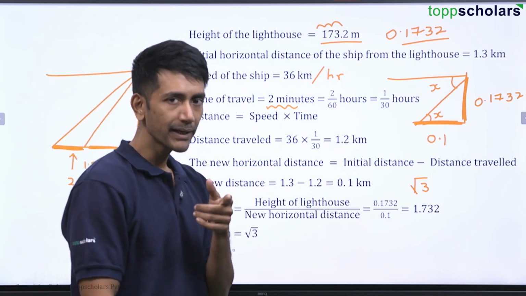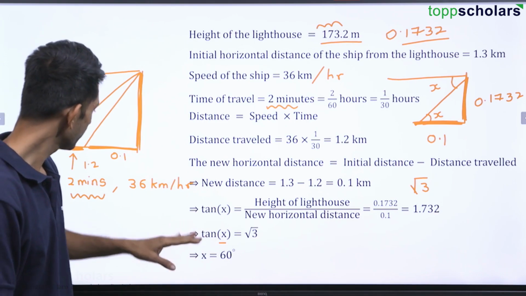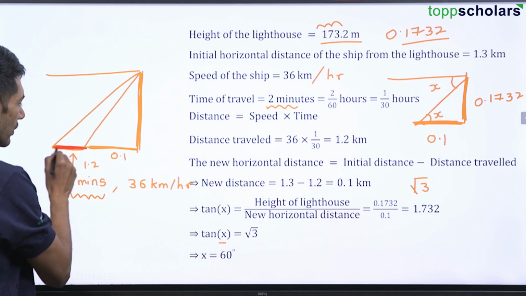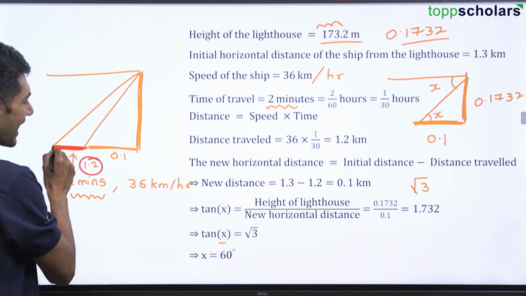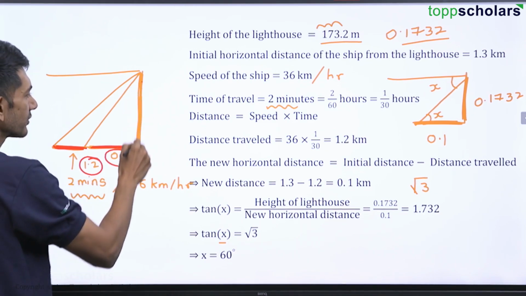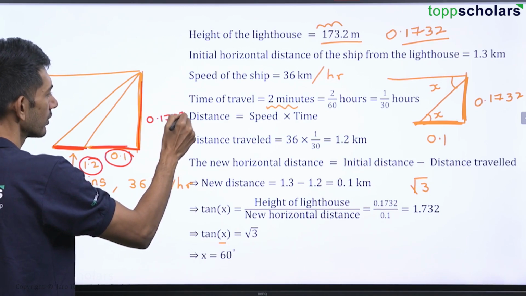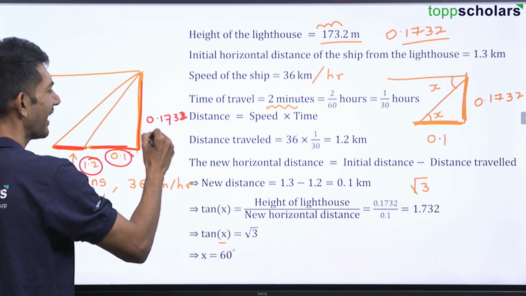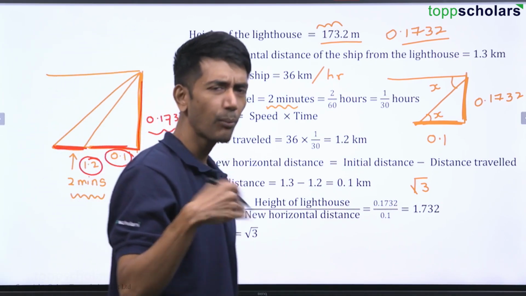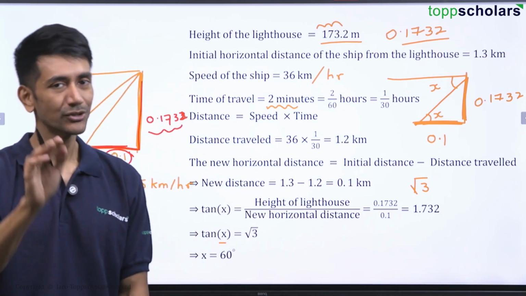The question looks complicated, but it was easy, right? So initially we found out this distance, we got 1.2, entire was 1.3, so the remaining is 0.1, this is 0.1732, and then we know how to calculate the angle theta. Theta is opposite by adjacent, and we use tan theta there because the ratio is opposite by adjacent.